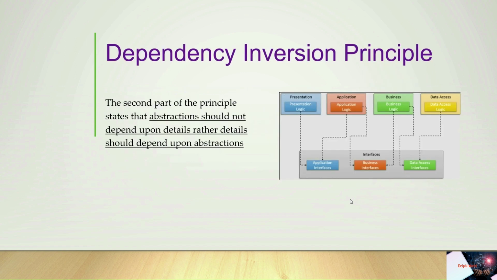If you change it like this, creating interfaces for the application, business, and data access, and removing the direct dependency, we can achieve the dependency inversion principle. Here the abstraction should not depend on the detail; rather the detail should depend on the abstraction. Now the detail is our presentation layer, application, business and data access layers. These layers depend on our abstraction, like the application interface and business interface. So our detail modules depend on the abstraction. This is all about the dependency inversion principle.